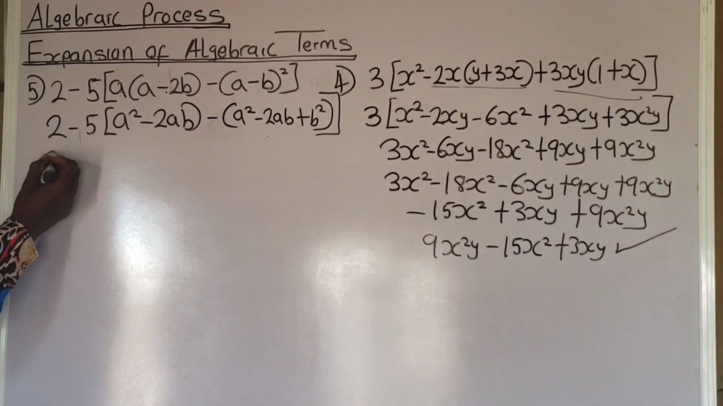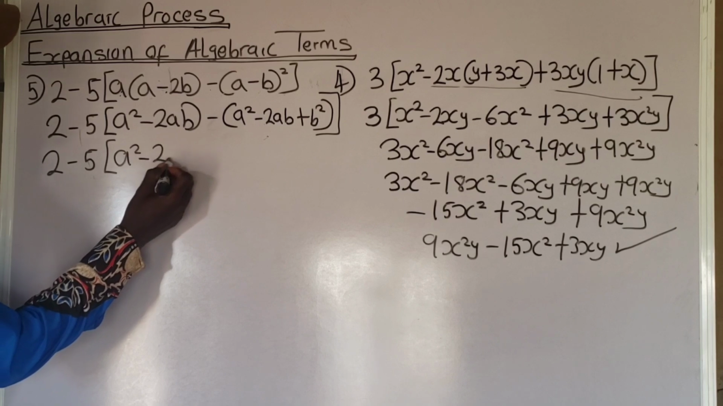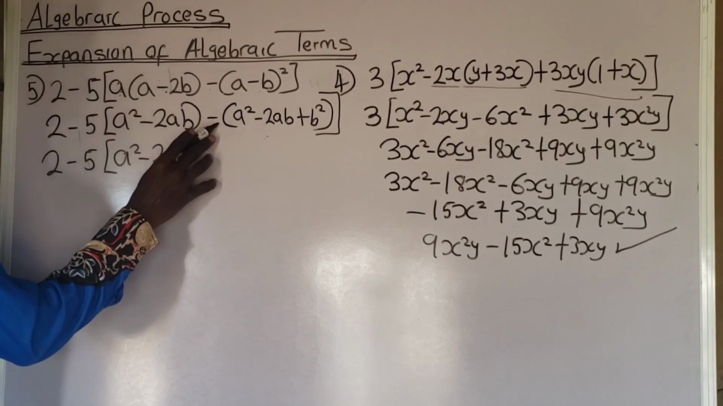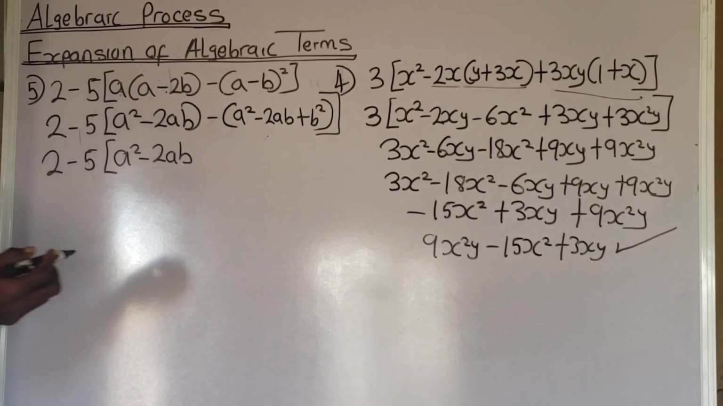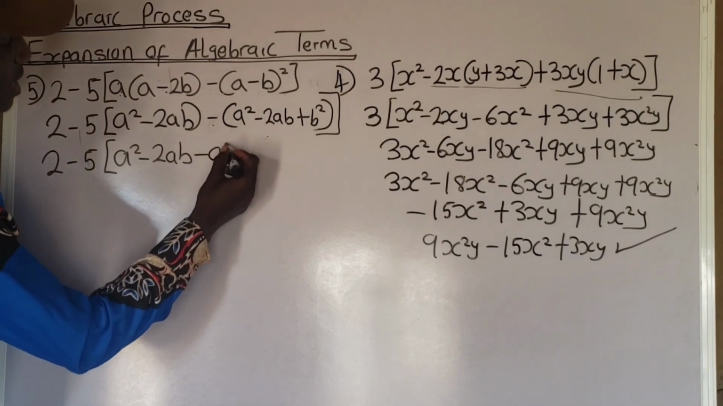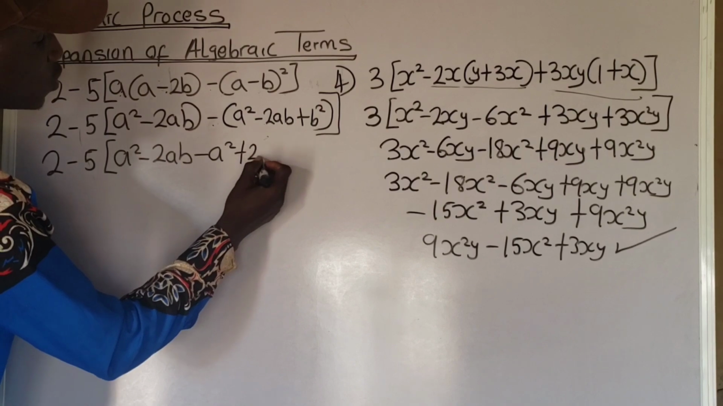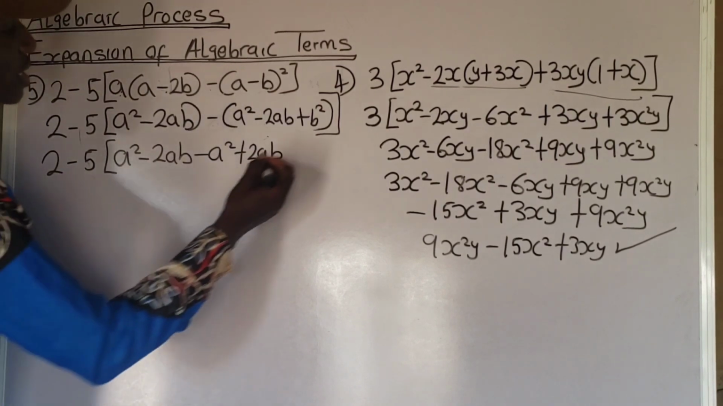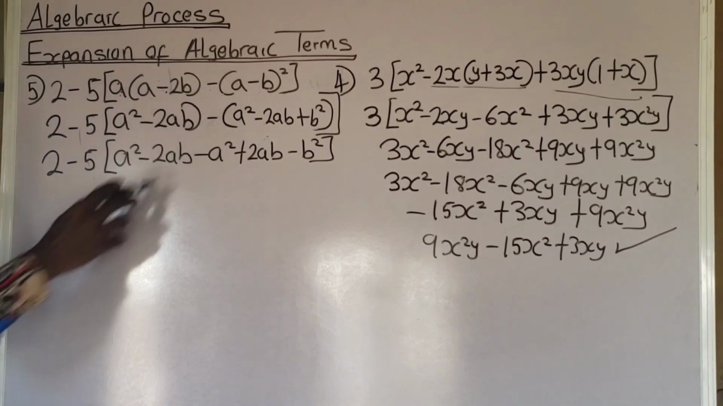For this, I'm going to have 2 minus 5 all into bracket a squared minus 2ab. Now, I'm going to open this bracket using this negative. This is negative 1, though the 1 is invisible. So, I'm going to have negative 1 multiplied by a squared, that's negative a squared. Negative 1 multiplied by negative 2ab will be positive 2ab. And negative 1 multiplied by positive b squared will be negative b squared. Do you understand?